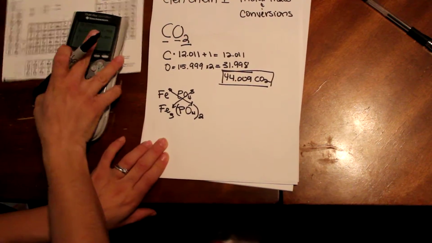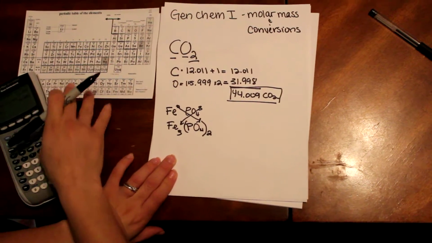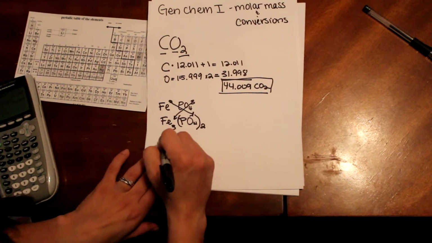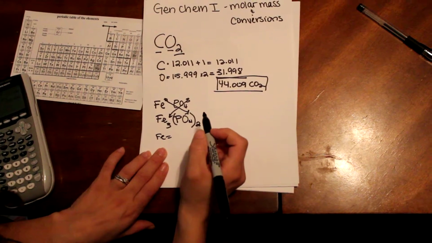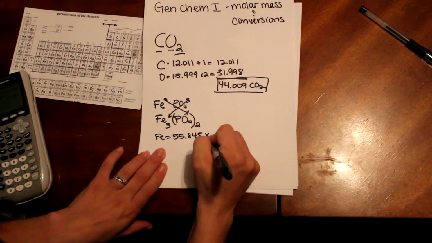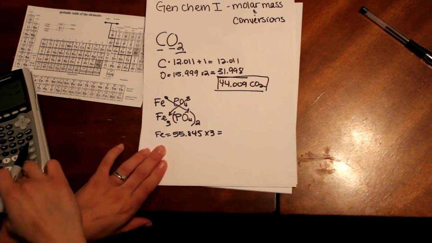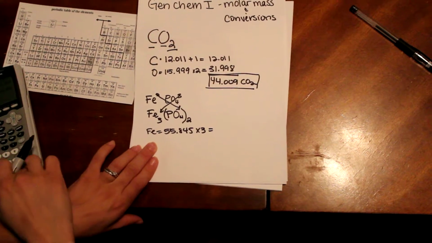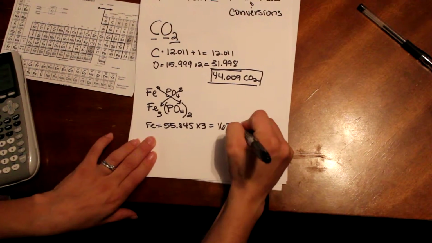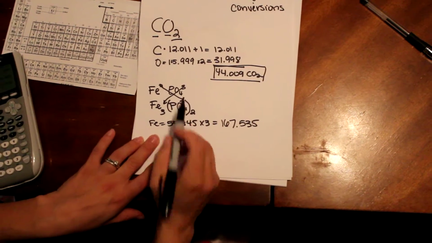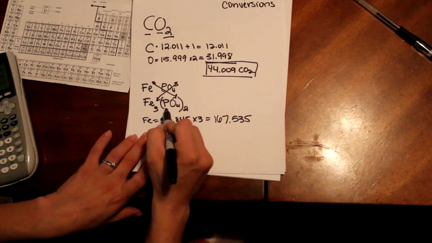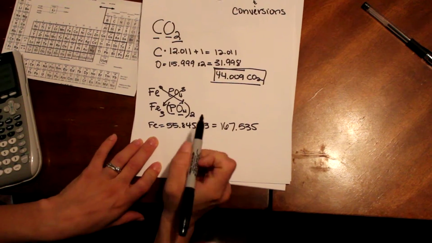Now you go back over here to your iron, which equals 55.845. You're going to multiply that by 3. 55.845 times 3 equals 167.535.